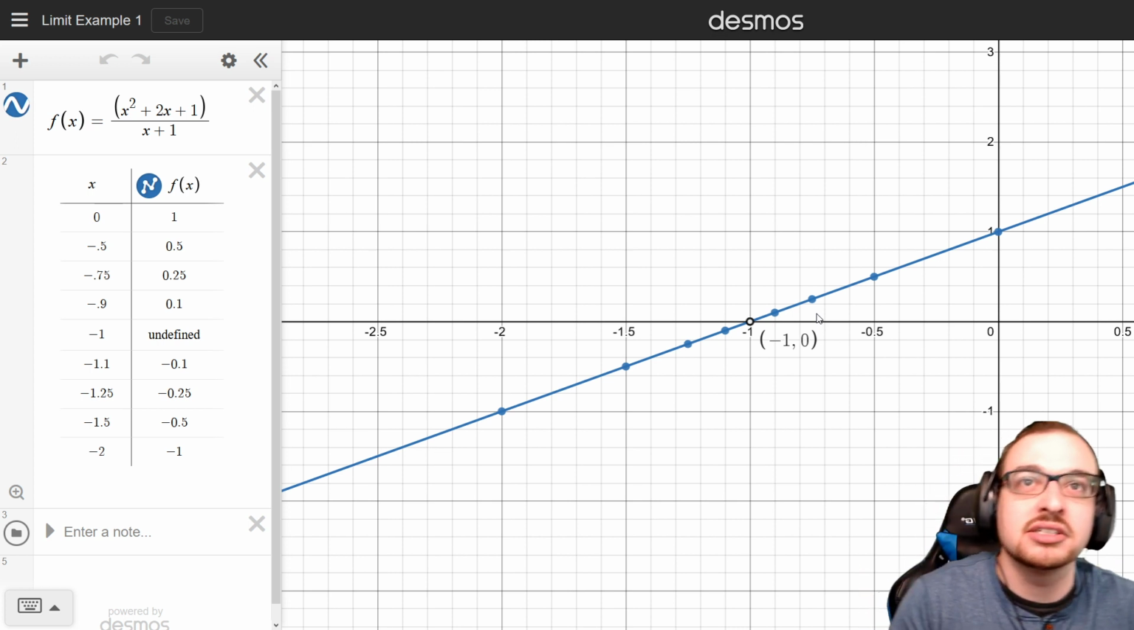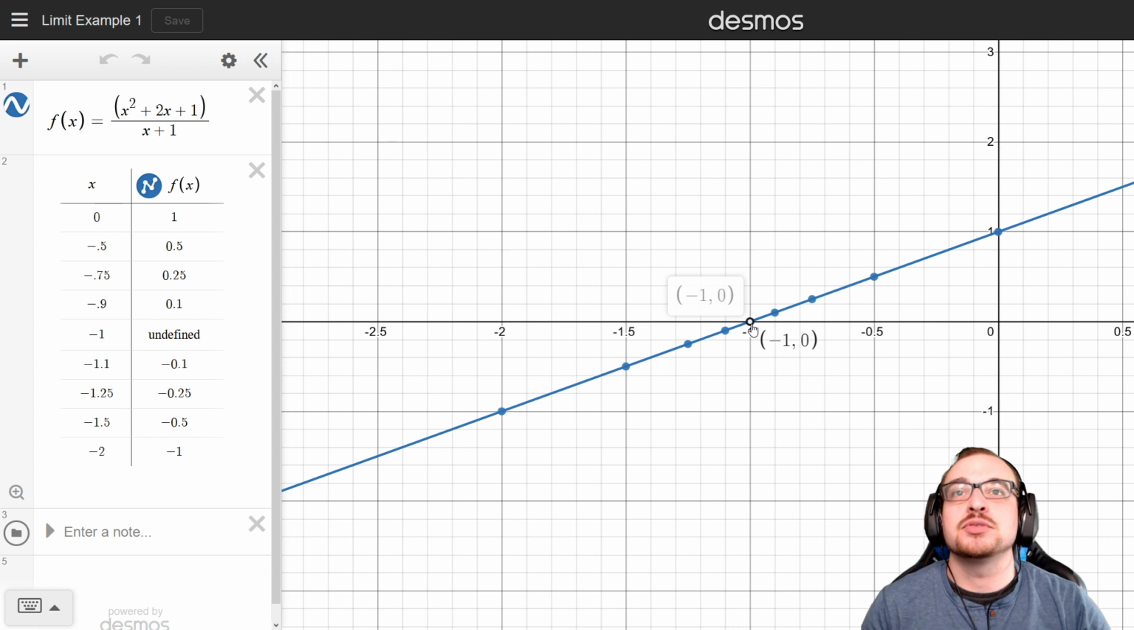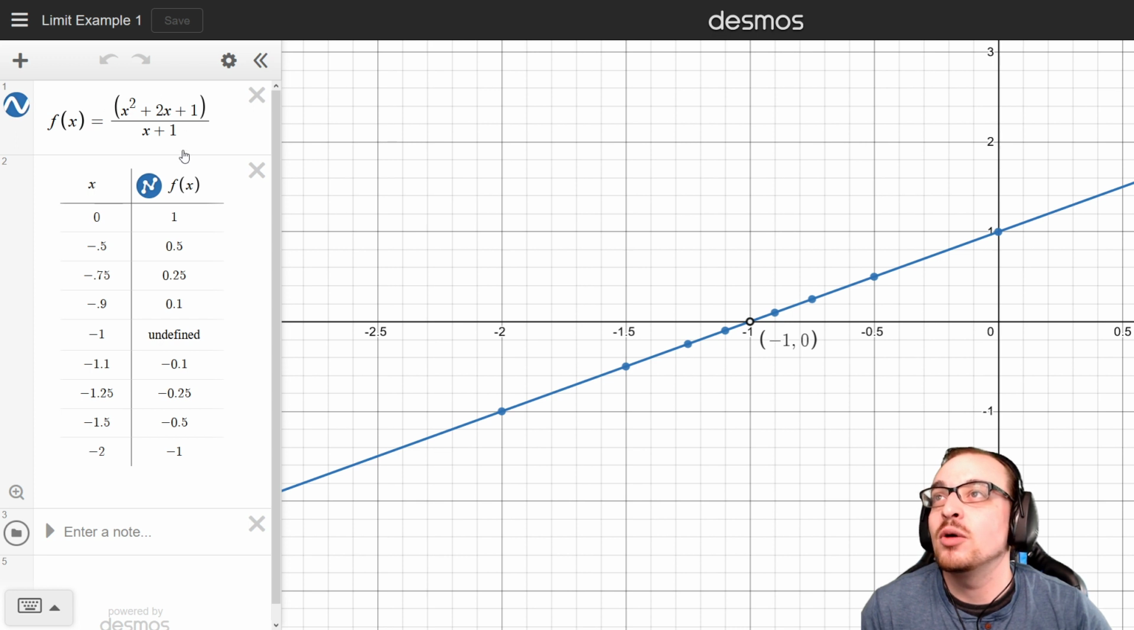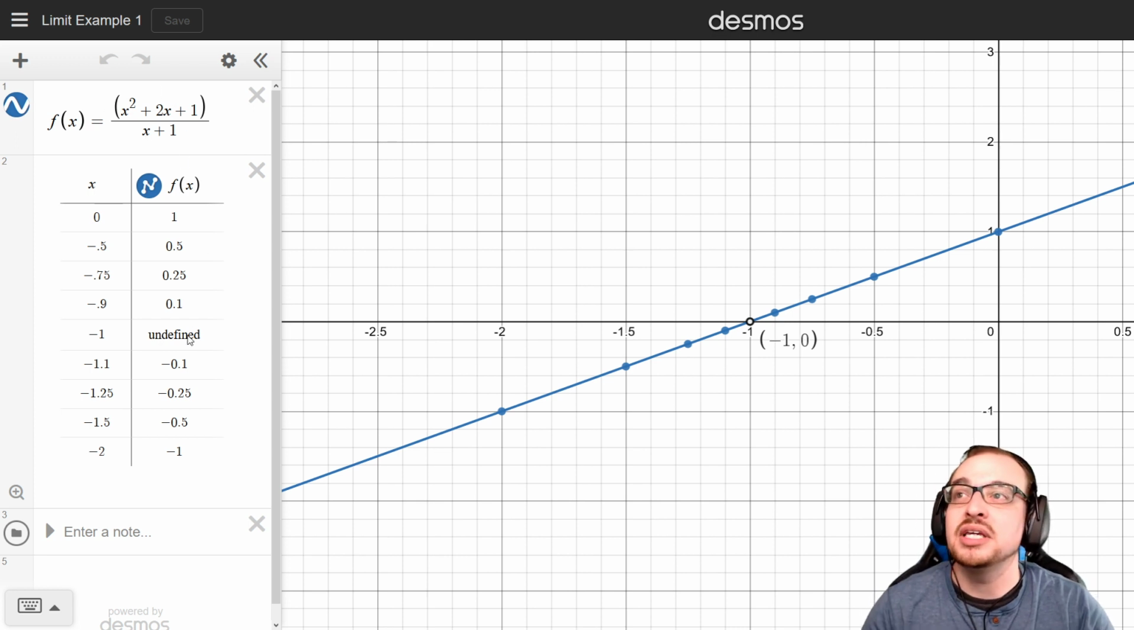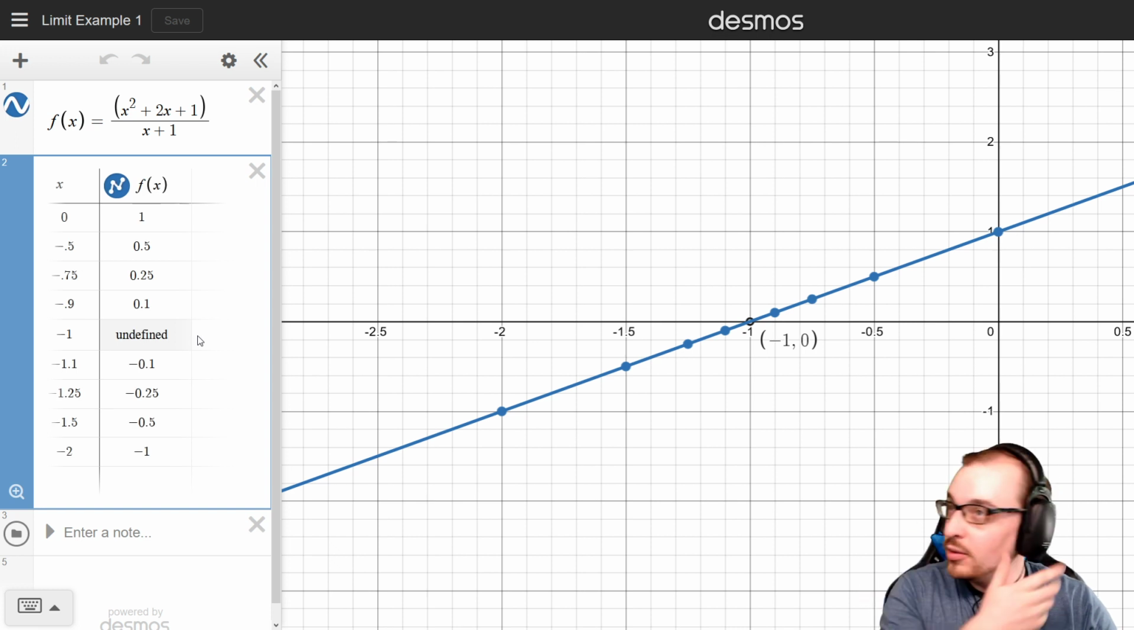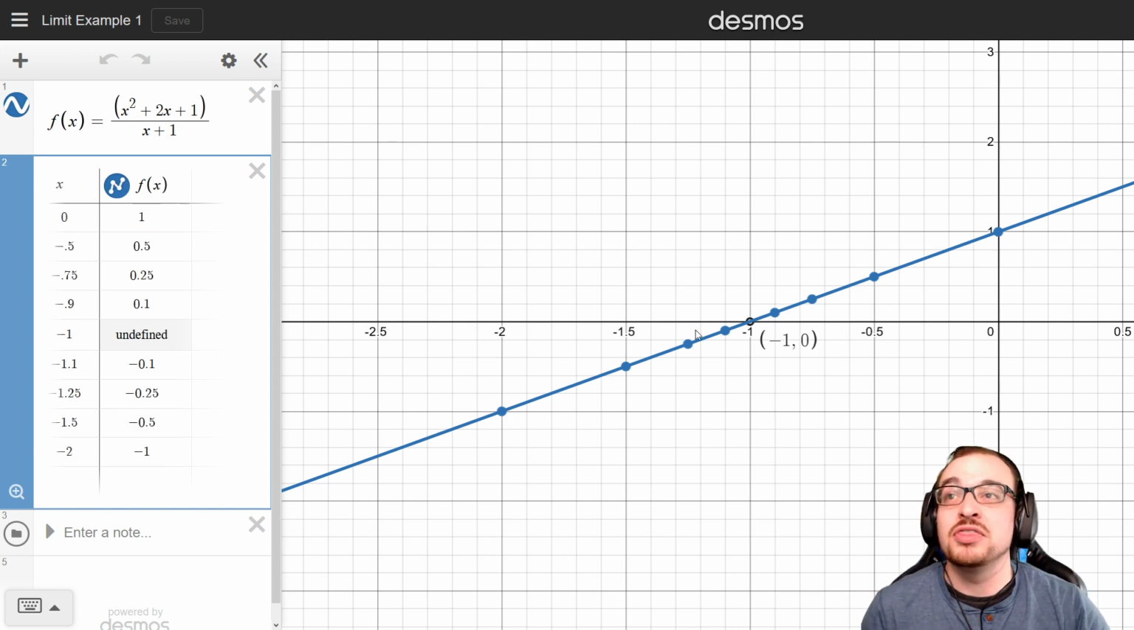So what I mean by that is this. If we look down here, here's a situation where we literally cannot plug in -1 to get our value. If this is our equation up here for our function and we plug in -1, we get 0 in the denominator, which means it will be undefined. So another way to figure out what the value at that point is, other than undefined, is to look at the values around that.